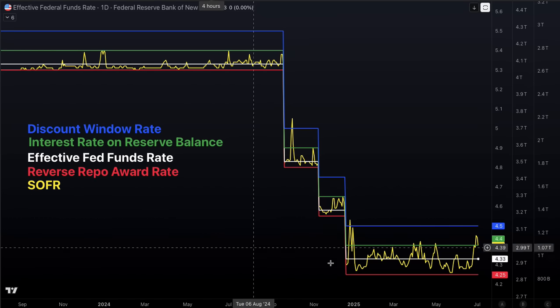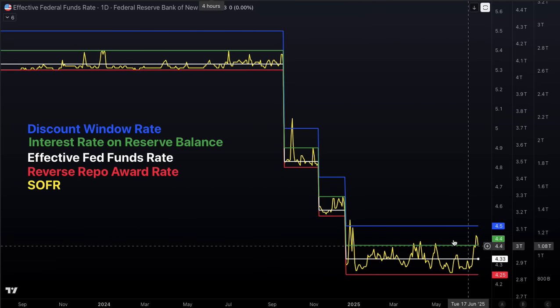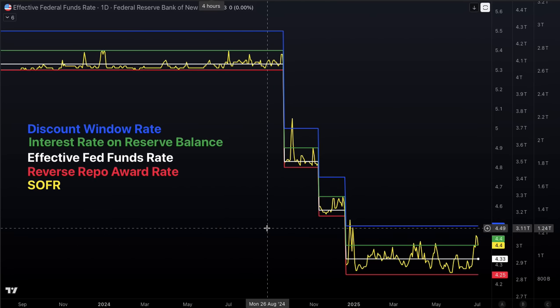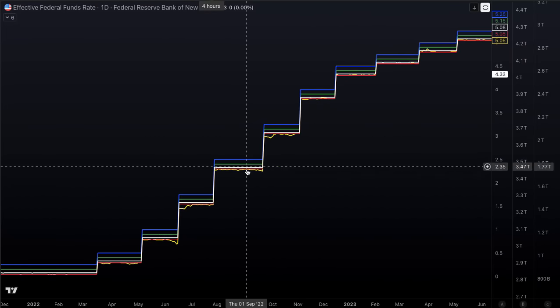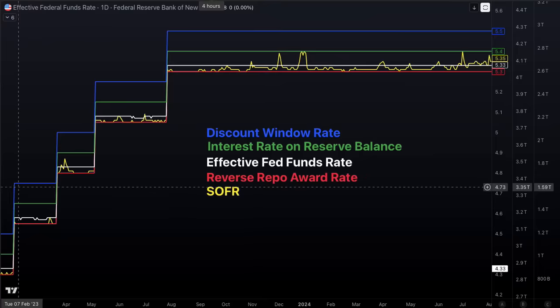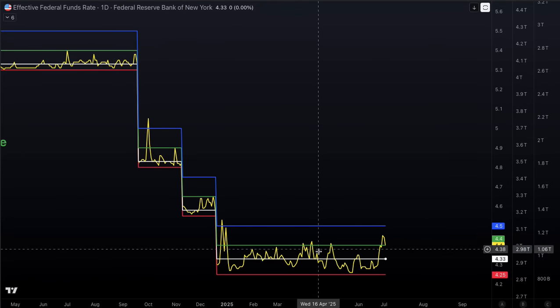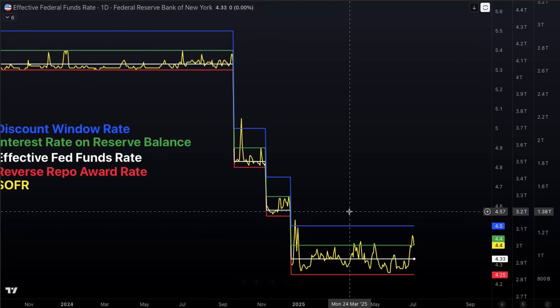We know that, by looking at SOFR relative to these rates, we know that liquidity conditions are getting tight. And the very opposite of what was going on back here, where SOFR was 7, 8 basis points below the reverse repo rate. Well, now we're meaningfully above the effective federal funds rate and even above the IORB rate.